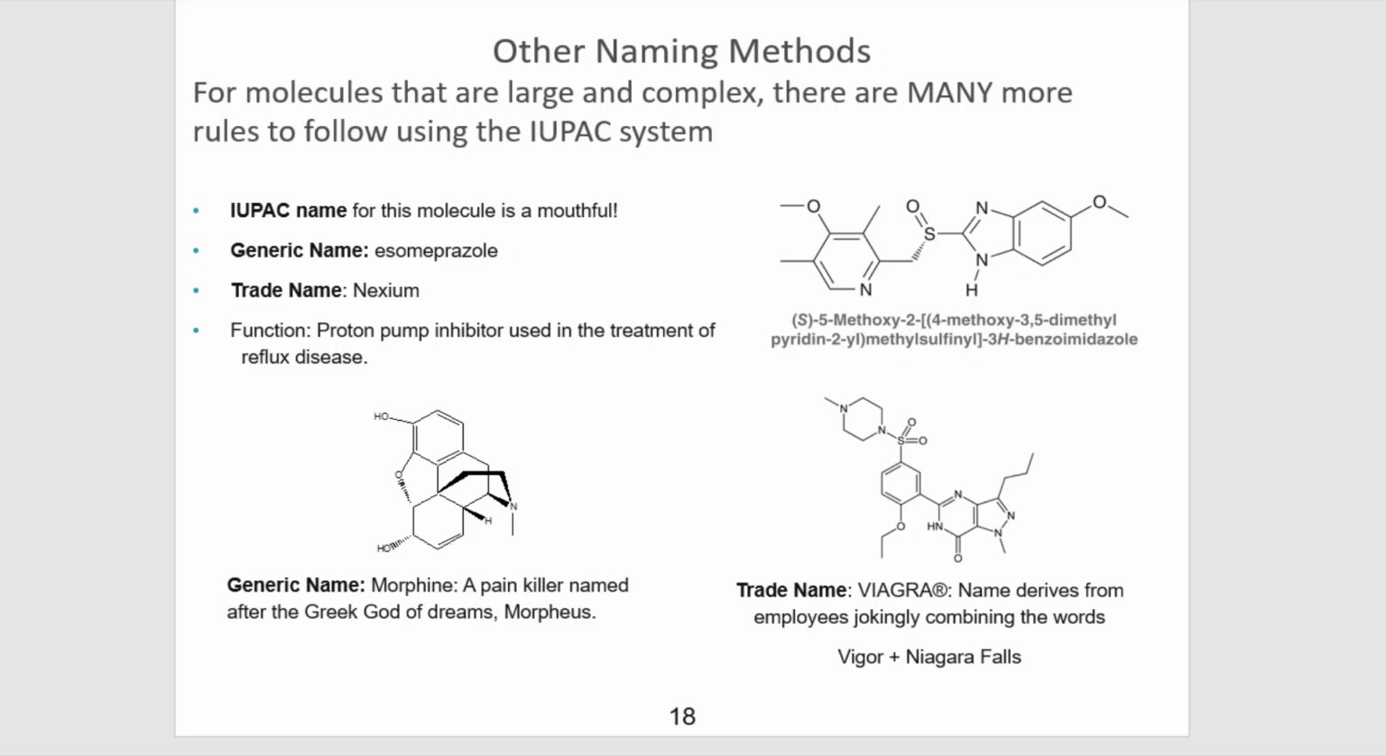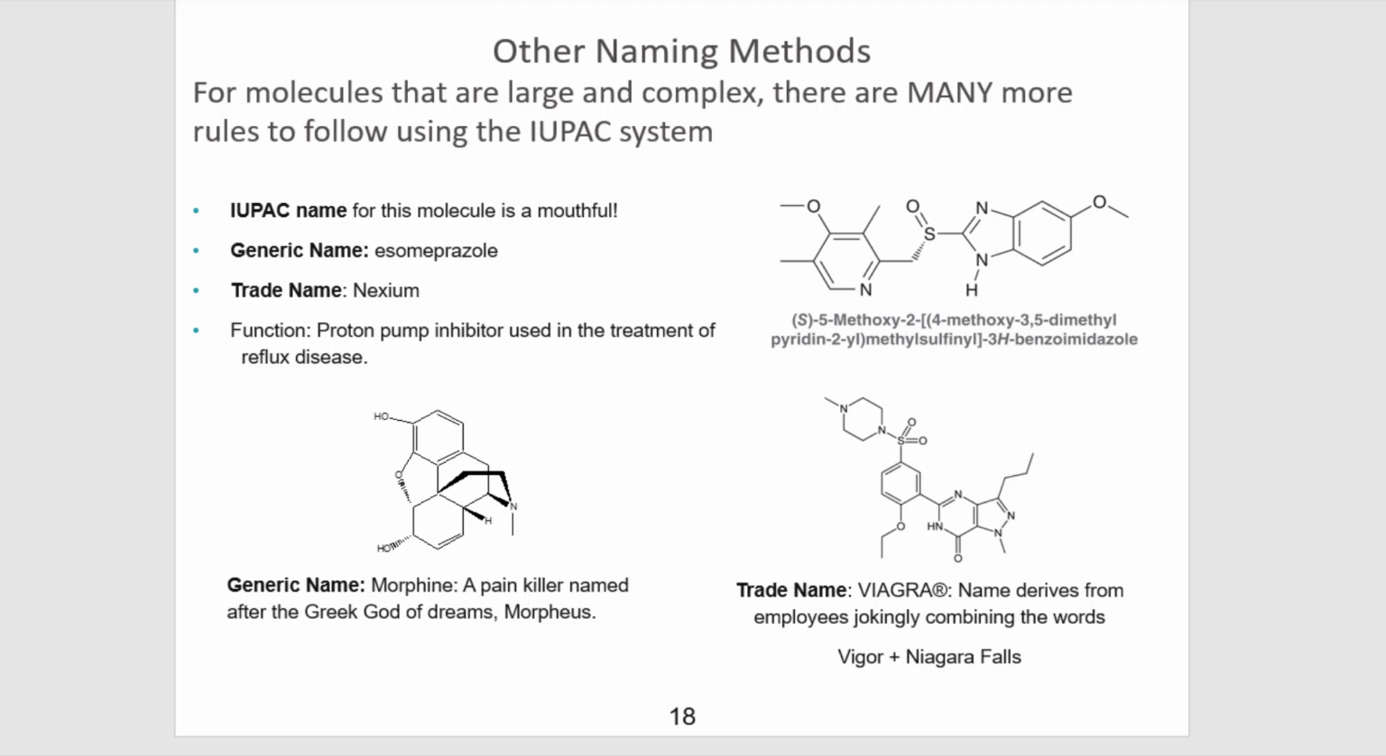So you can see here the generic name for this molecule is morphine, which we know is a painkiller, and it's named after the Greek god of dreams, Morpheus. So sometimes these names have history to them. One of my favorite trade names is Viagra, which as we know what this blue pill does, and this one was named by the employees at Pfizer, jokingly saying, if we combine the words vigor and Niagara Falls together, we get Viagra. And so that's where the trade name came from. But obviously we can't derive the structure from the trade name.